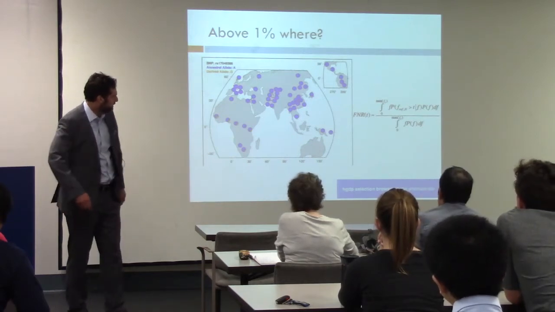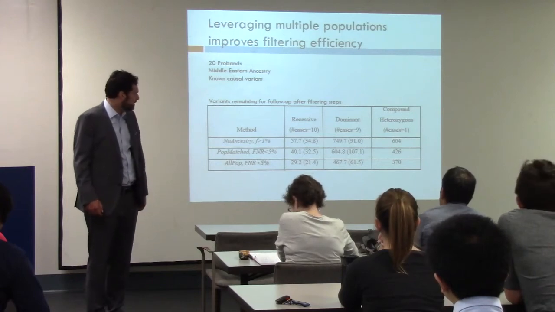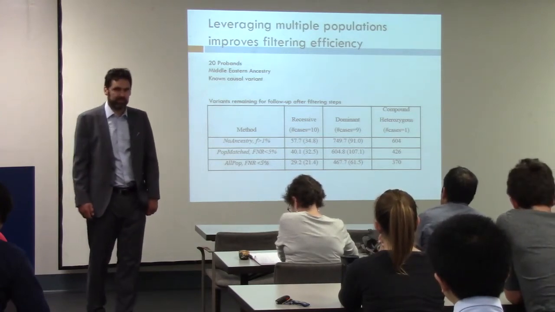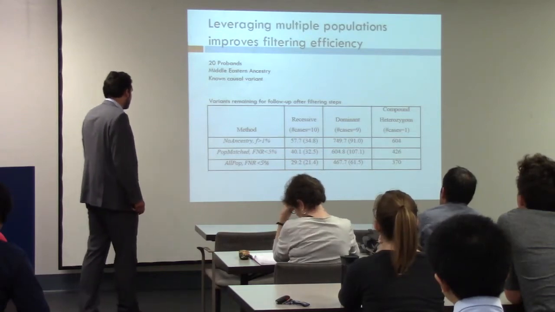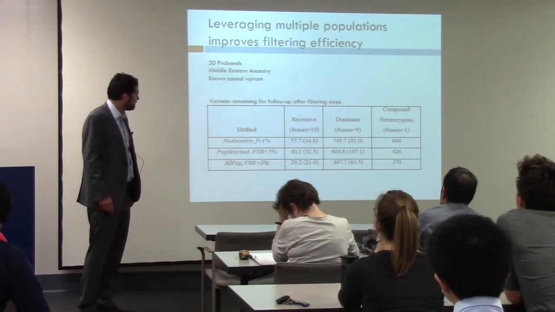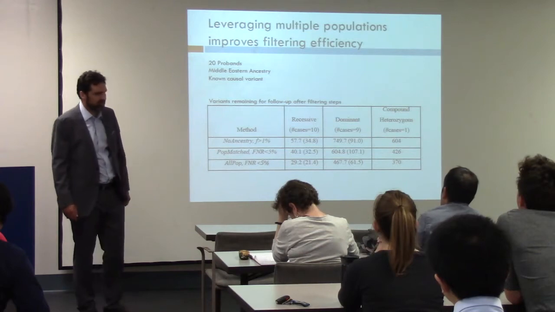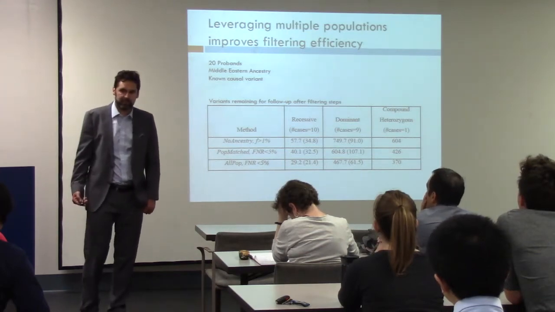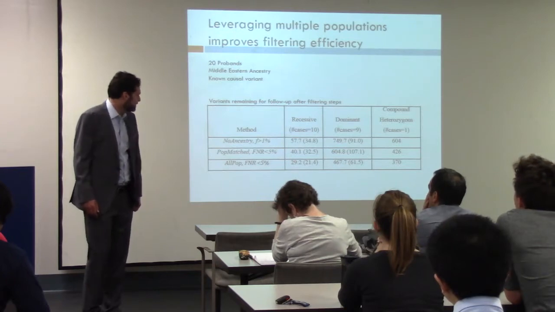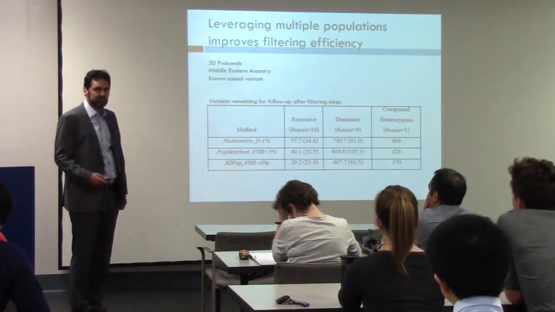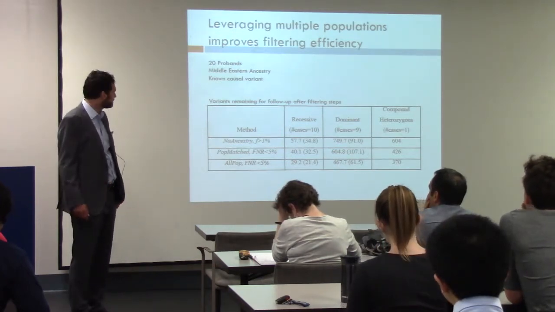So we're going to take this data, and we're actually going to look at some real individuals who have monogenic disorders. Our collaborators provided us with the genomes of 20 individuals with Middle Eastern ancestry. Importantly, we actually knew the causal variants in these individuals for their disorders, and so we can make sure that we weren't going to be filtering those out.